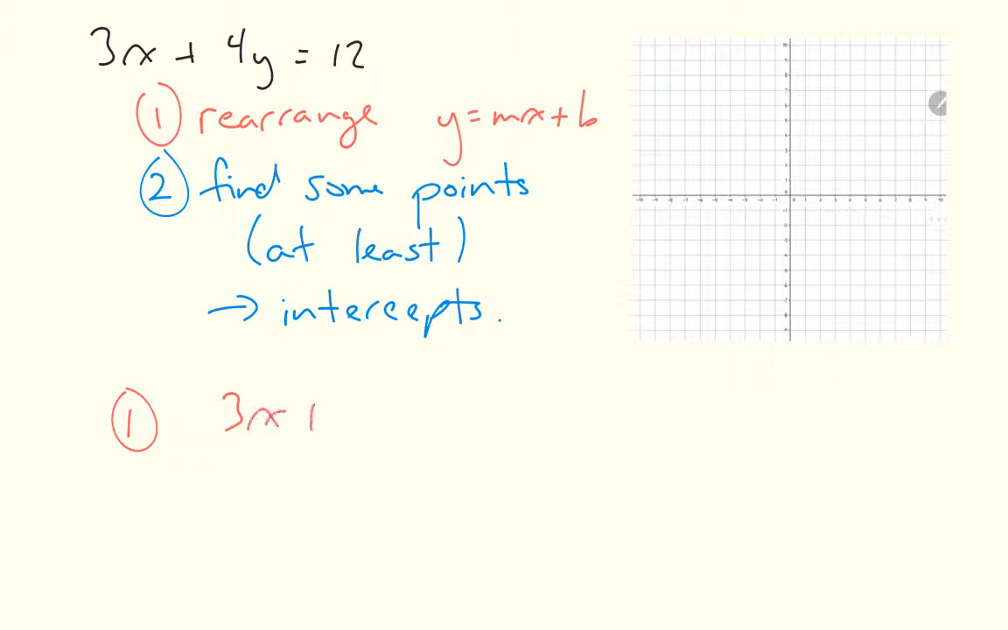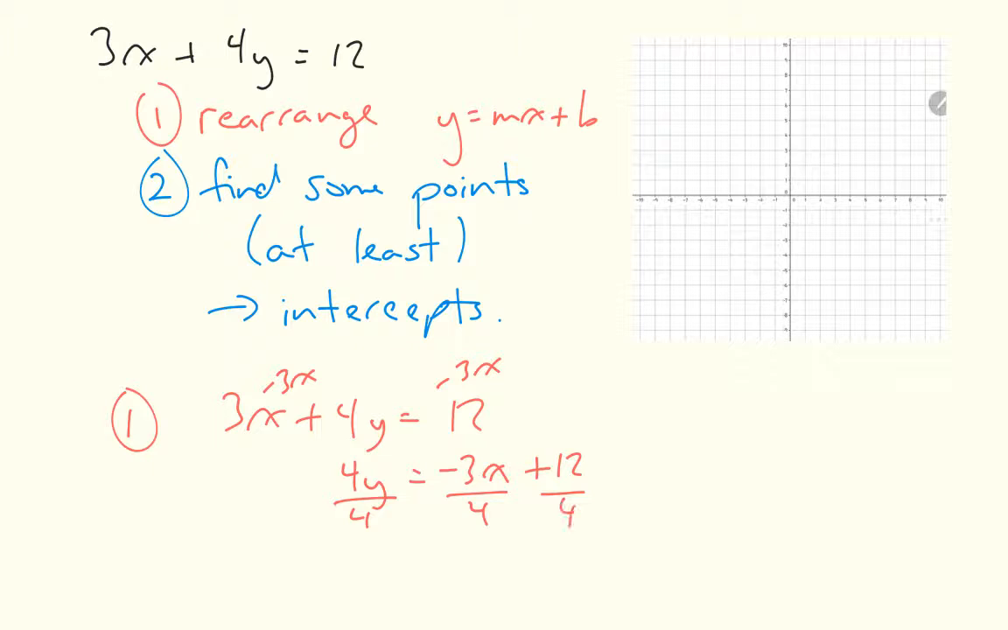Rearrange 3x plus 4y equals 12. We want to eventually work this out so it is in y equals form. So let's see. We'll get rid of the 3x. We'll subtract 3x from both sides. And we'll get 4y equals negative 3x plus 12. We'll have to divide everything by 4. And we'll get that y equals negative 3 over 4 x plus 3.